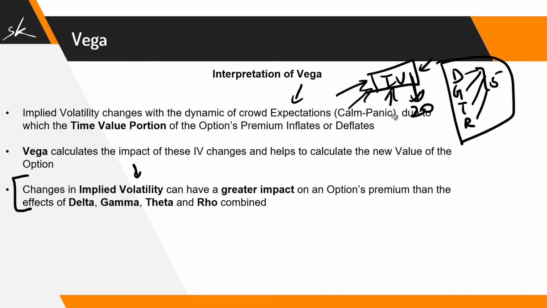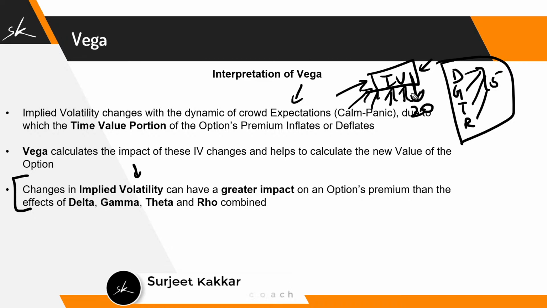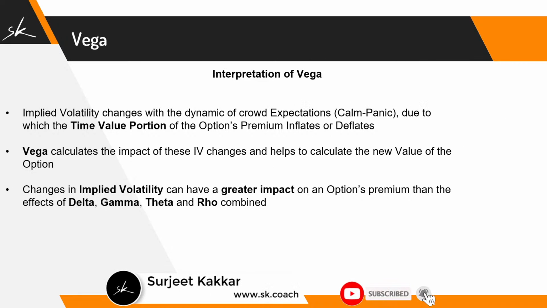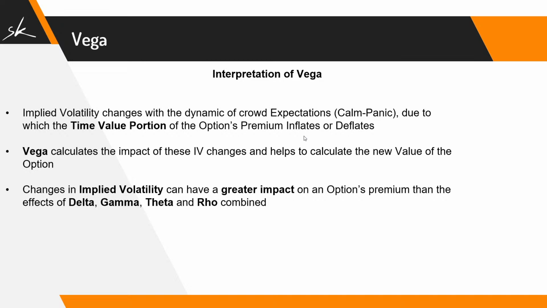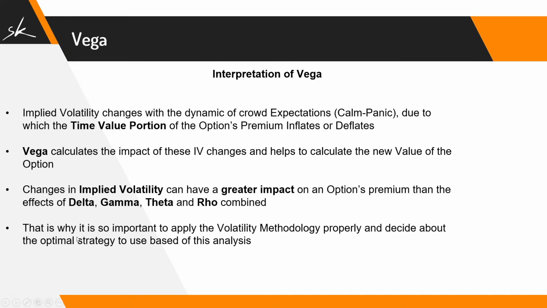That is why, in our lesson on when to buy options and when to sell options, we were focused on how to gauge whether implied volatility is very cheap, fair priced, expensive, or very expensive. Unless we have that clarity, we would not know whether we should be buying or selling options. This is the most important thing to take in control, because it is like a wild animal. If this is in control, other things are not as crazy as implied volatility can get. That is why it is so important to apply the volatility method properly and decide the optimal strategy based on the analysis.